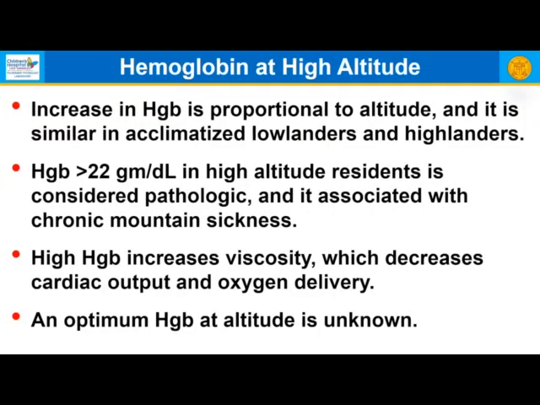The increase in hemoglobin is proportional to altitude, and it's similar in acclimatized lowlanders and highlanders. A hemoglobin of greater than 22 grams per deciliter in high-altitude residents is considered pathologic, and it is associated with chronic mountain sickness, which we'll talk about down the road. High hemoglobin increases viscosity, which decreases cardiac output and oxygen delivery, and an optimum hemoglobin at altitude at this point in time is actually not known.